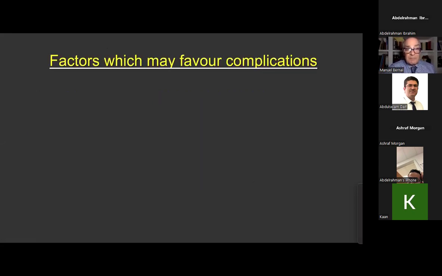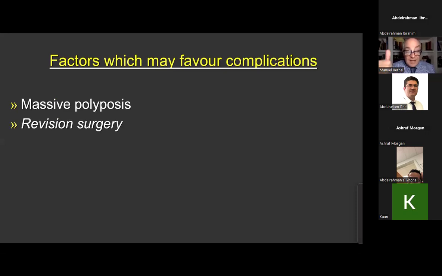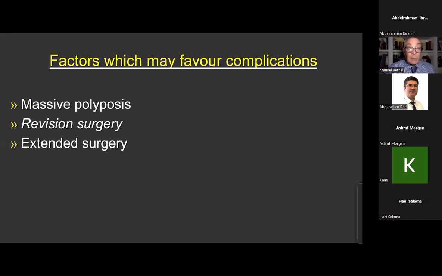But which factors may favor the complications when you're doing surgery? First of all, massive polyposis, because you are less able to see the operating field. Revision surgery is a risk for complications, because I will show you in a minute what happened. More extended surgery is always also putting the patient at risk. Then the right side, always be it the first or a revision surgery, because you are crossing the instruments with a hand. If you're left-handed or right-handed, that makes, of course, a difference.